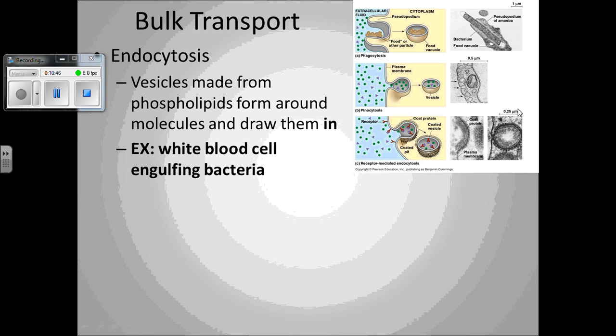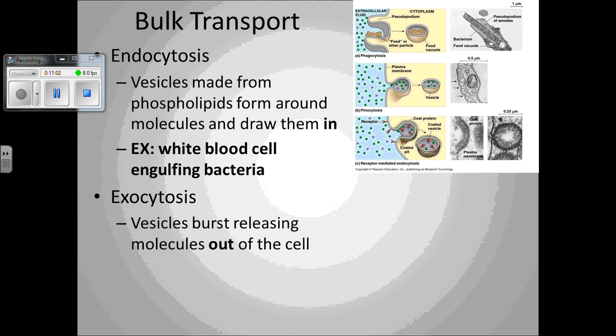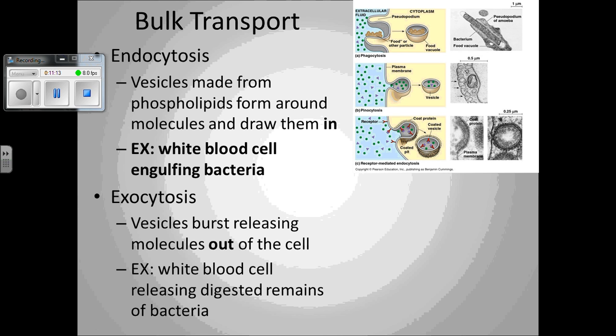Here's a nice microscope slide of endocytosis. So if you're sick with a bacterial infection, your white blood cells are using endocytosis to engulf that bacteria. The second part of the bulk transport, active transport, is exocytosis. And this is when you want to expel something, when you want to get rid of it. Vesicles burst, releasing molecules out of the cell. This is where your white blood cells would release the digestive remains of the bacteria. So your white blood cells would engulf the bacteria, digest it, kill it, and then spit it out.